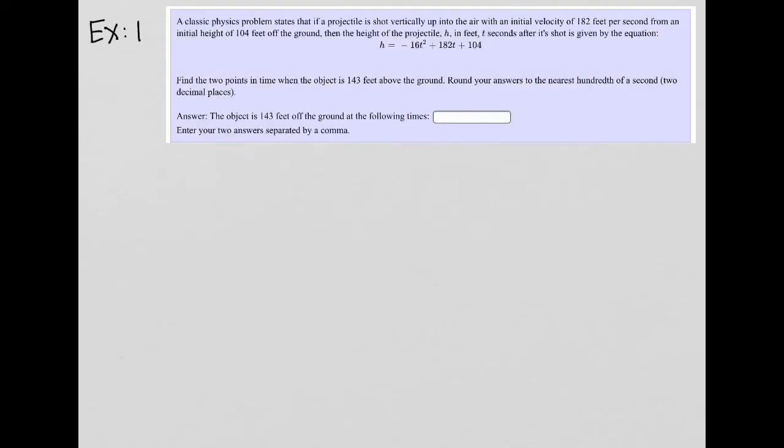So the first example says, a classic physics problem states that if a projectile is shot vertically up into the air with an initial velocity of 182 feet per second from an initial height of 104 feet off the ground, then the height of a projectile h in feet and t in seconds after it's shot is given by this equation. So based on this scenario, this is the formula that we have.